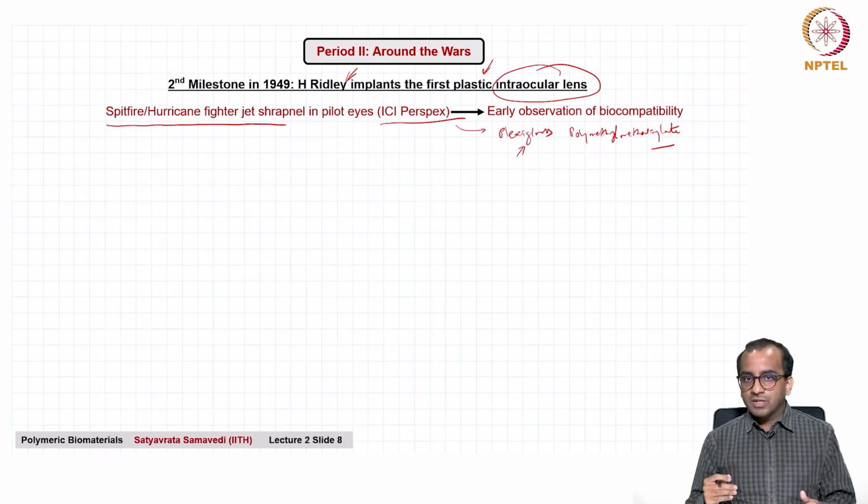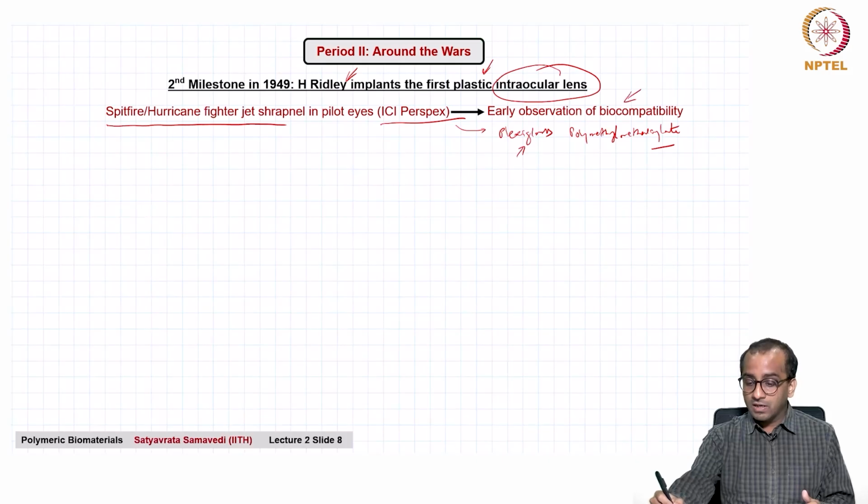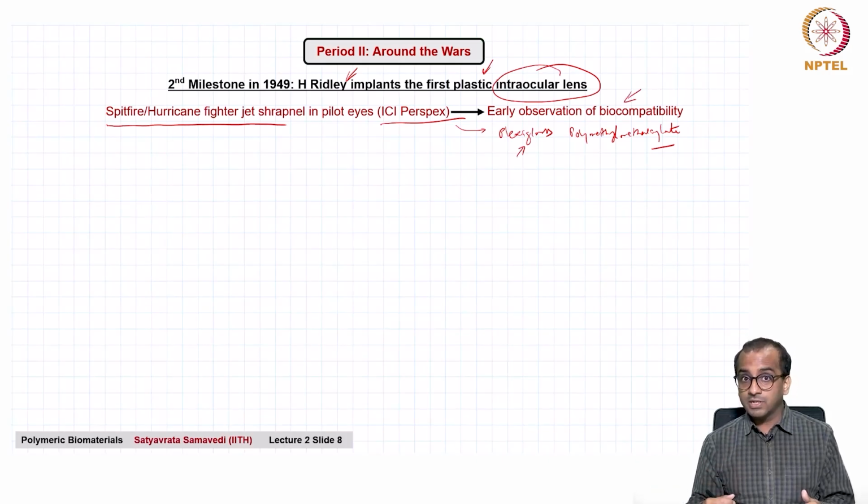What I mean by issues here is, no permanent harm seems to have been done, and this is perhaps one of the earliest observations, formal observations of what we would today call biocompatibility. Again, this is a word we will go through in more detail in upcoming lectures, but in the limited context of this topic, what it simply means is no harm was done by these shards of plastic getting lodged into the eyes of these pilots.